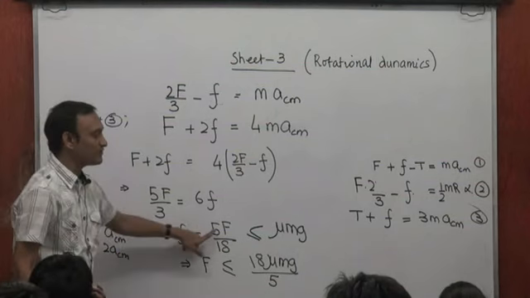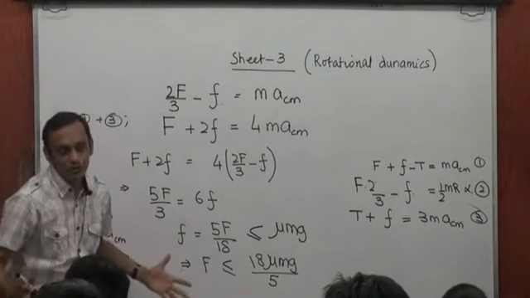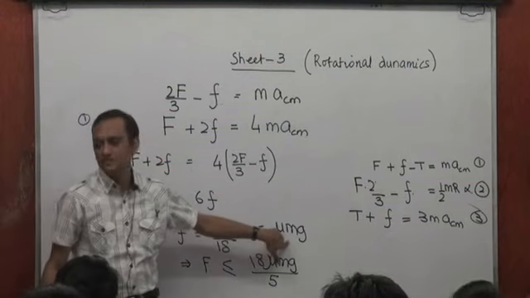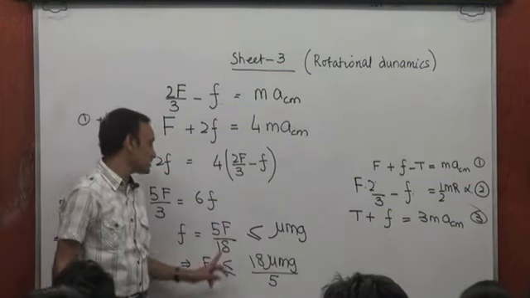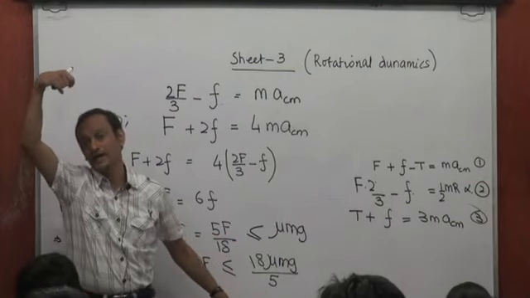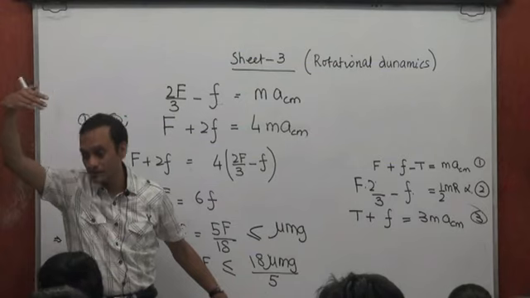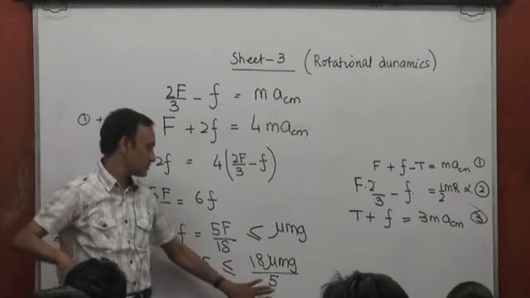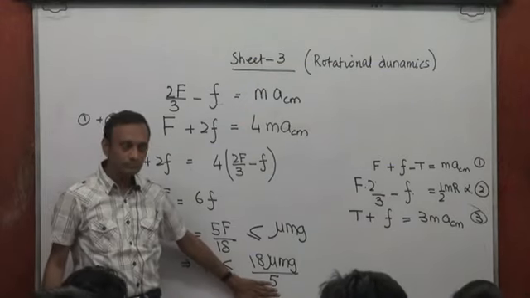We solved for small f in terms of capital F. Since we assumed rolling to take place, this couldn't have exceeded mu mg, giving us the largest possible value of capital F, the externally applied force applied at a height 2r by 3 from the center. Got me?